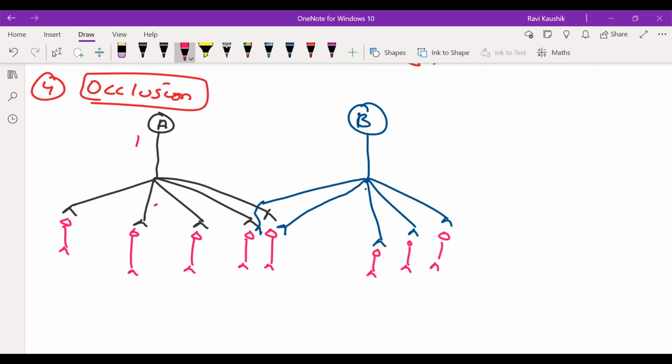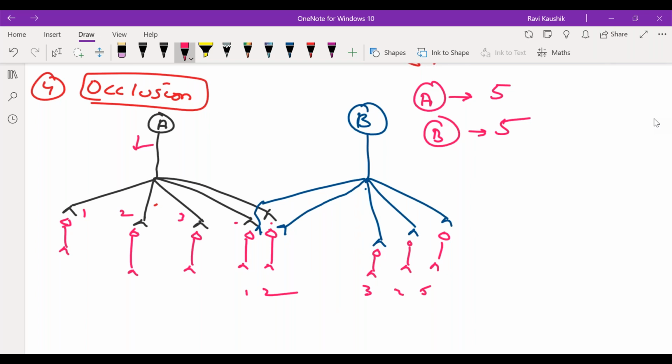If you discharge A, or if you give impulse via A, then what is happening? 1, 2, 3, 4, and 5. If you give this impulse via A, there would be these 5 postsynaptic neurons which are excited. If you give discharge via B, again, there are 1, 2, 3, 4, and 5. The 5 are discharging now.